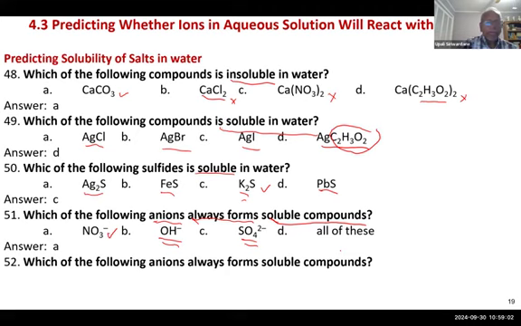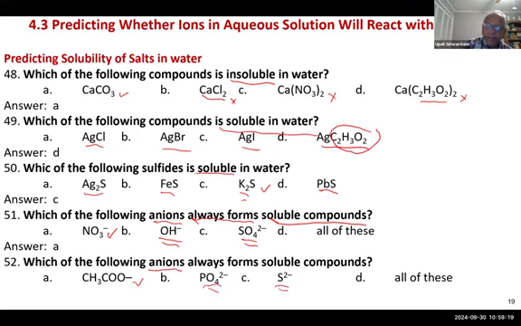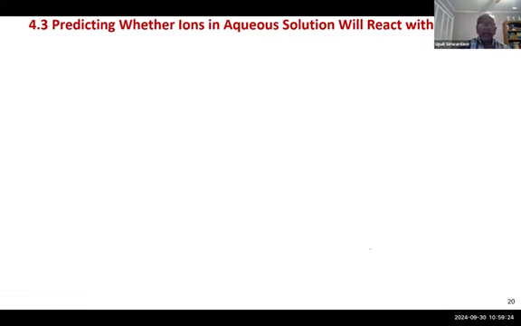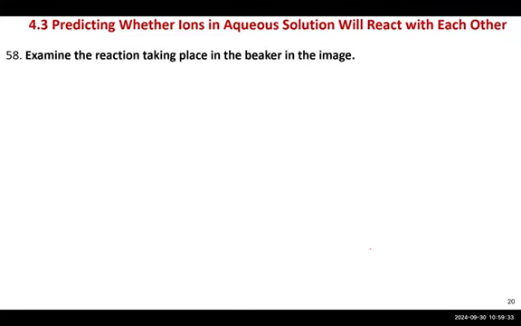Which of the following anions always form soluble compounds? Anions. Acetate always forms soluble compounds. Phosphate, no. Sulfide, no. Exceptions are there. Therefore, the answer is A. Do you see how we got answers based on solubility rules? Okay. Yes, sir. You can look into solubility rules and figure that out.